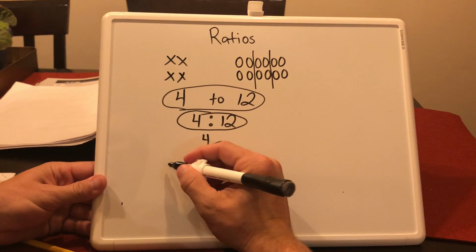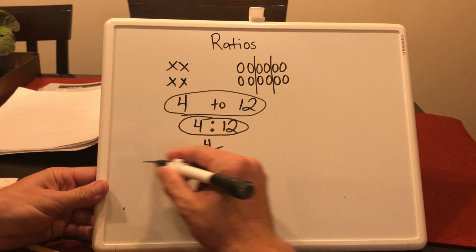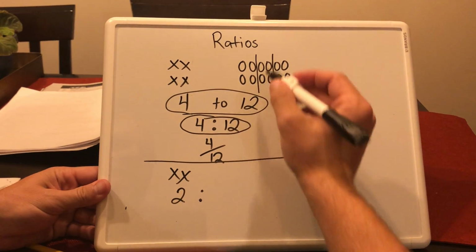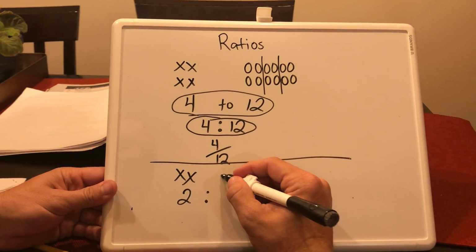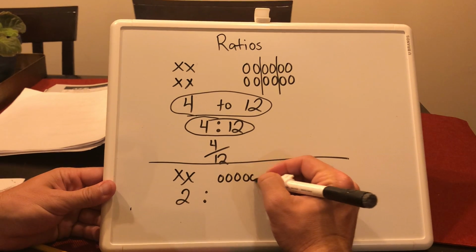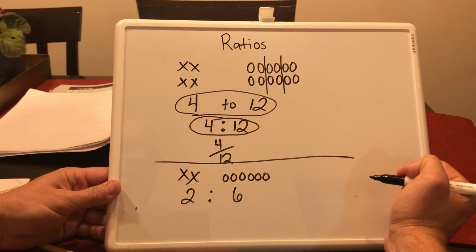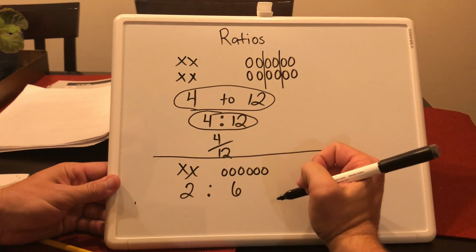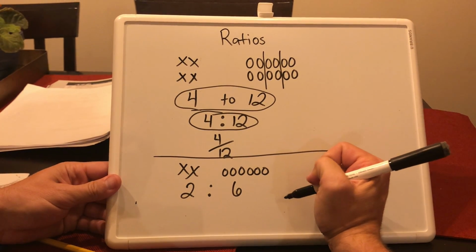So if I cut 4 in half, I'm going to be left with 2 x's. And if I cut these 6 circles in half, I'm just going to take that top row. I'm left with a ratio of 2 to 6, which is actually equivalent to 4 to 12. It's half as many on both sides.